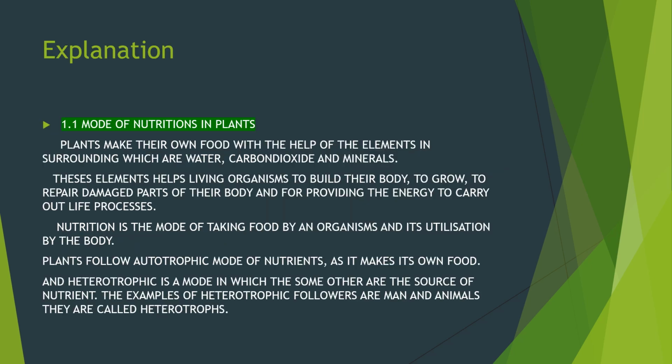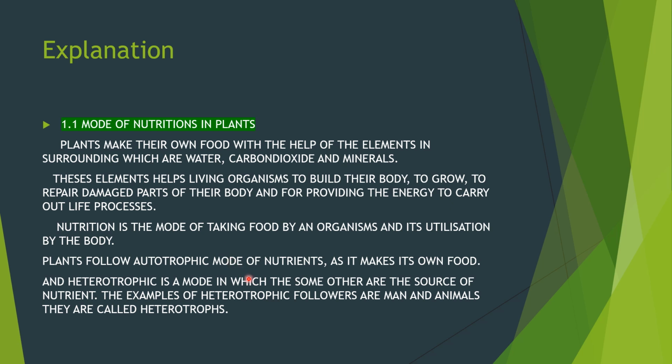Paragraph 1.1, Mode of nutrients in plants. So here we have explained that plants make food from the surrounding elements, which are water, carbon dioxide and minerals. These elements provide the organism energy to build the body, to grow, to repair the damaged parts of the body, and also the energy to carry out life processes. Nutrition is a mode which is needed by the organism, and it is also utilized by the body.